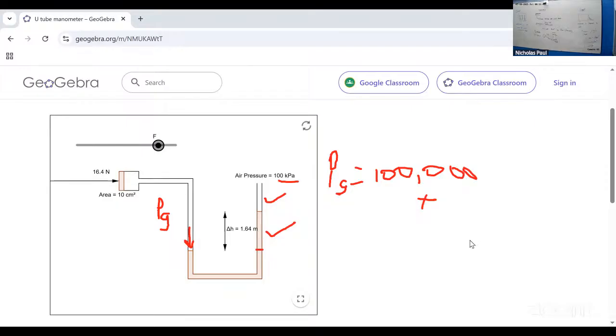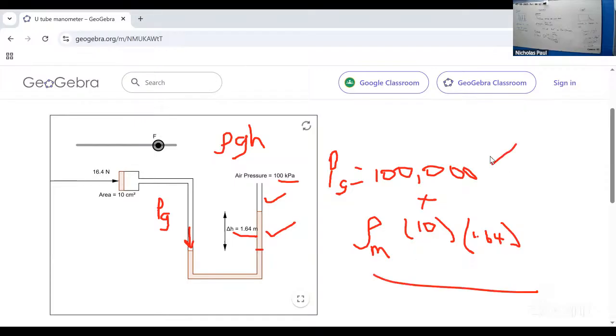How do we find pressure in a liquid? Right, density by gravity by depth. So all I have to do now is find the density of mercury, which is a known thing. They'll give me the value. And gravity is always 10 at this level, really 9.8. And the depth, 1.6. That's it. When you multiply this and add it to 100,000, that's the pressure of the gas.